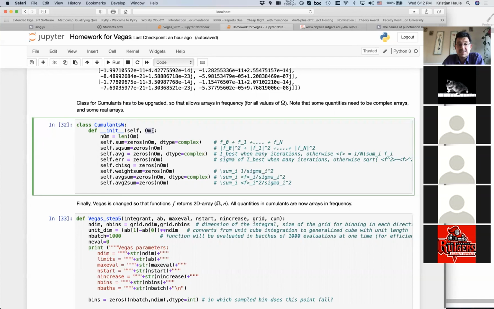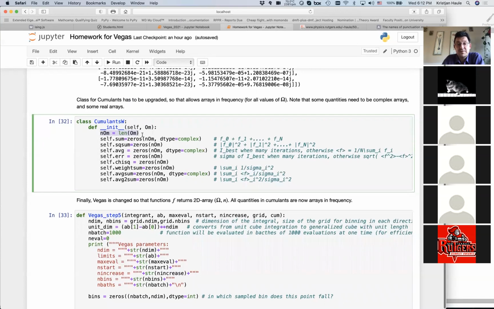When we initialize this, we need to give an array. We need to give the frequency array so that we know how big the dimension is. So n omega is now the size of the frequency array. And then we initialize all these sums to the correct shape of the arrays. And we need to know whether they're real or complex.